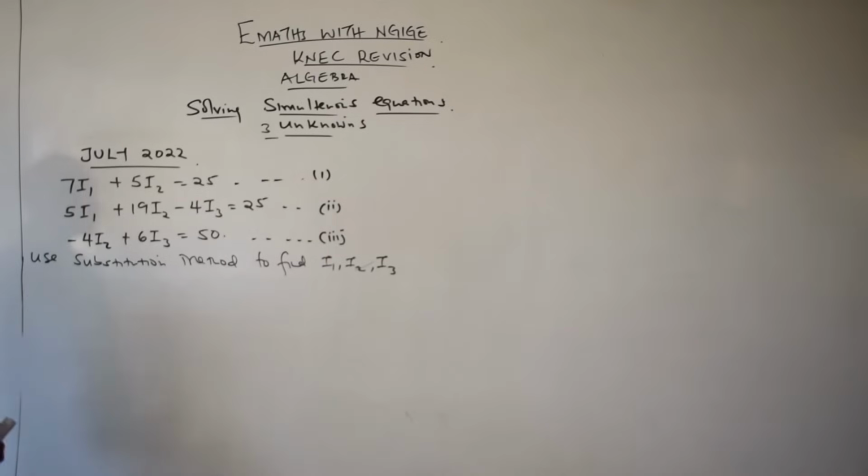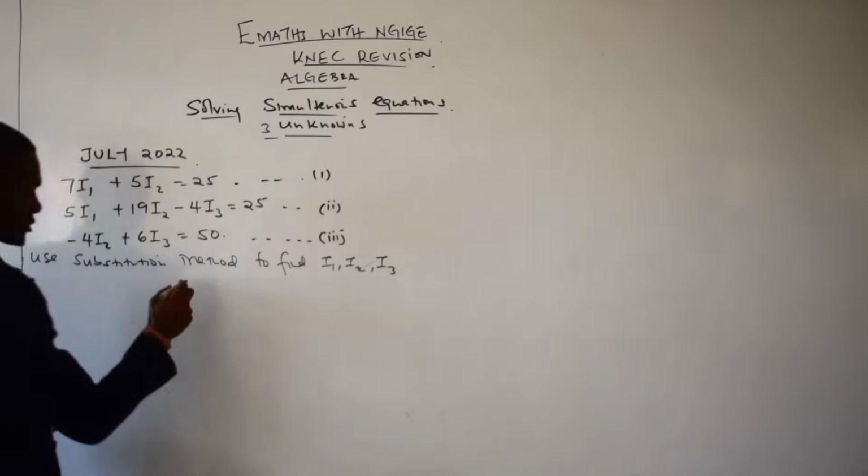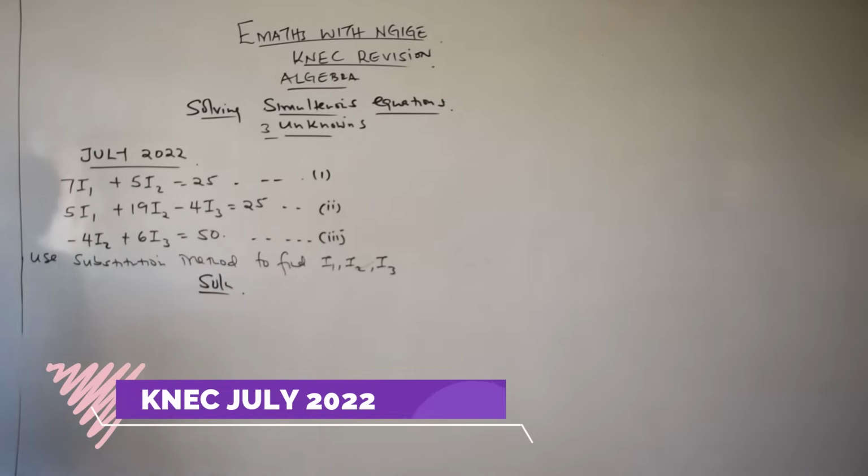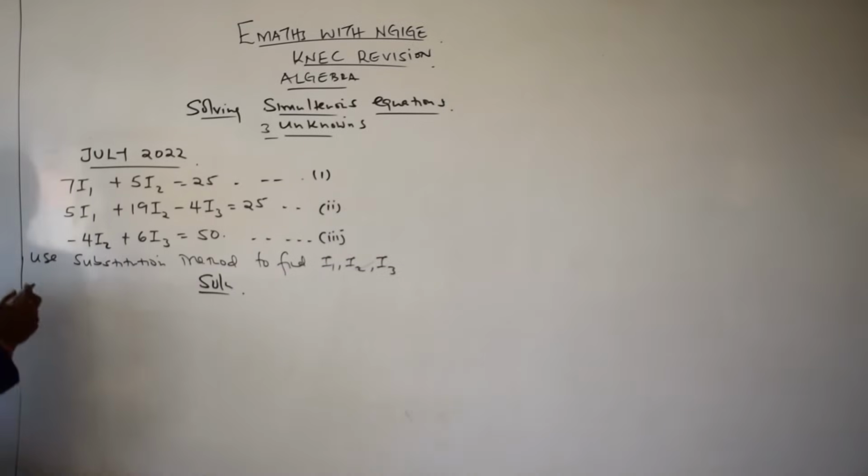So now we check one question from the July series 2022, and you're supposed to use the substitution method to solve this. So, solution. Now, in these equations, we make I1 the subject. Remember substitution. So we make I1 the subject of the formula, then replace it in the other 2 equations there.